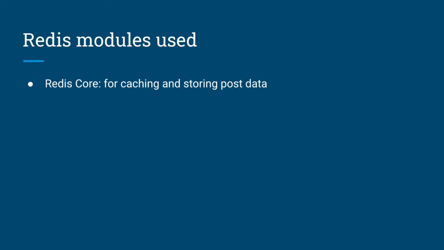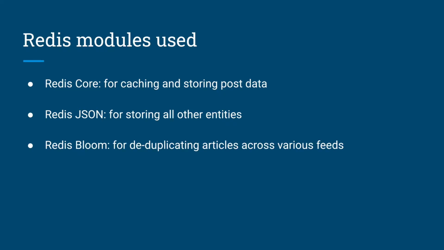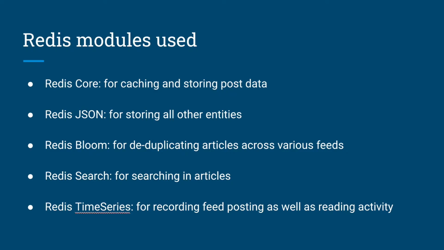The following Redis modules were used to build this application. Redis Core for caching and storing post data. Redis JSON has been used to store all other entities. Redis Bloom allows us to deduplicate the same entry coming in from different channels or feeds. Full text search is provided by Redis Search. Redis TimeSeries stores and records the feed update activity as well as the user's reading activity. This allows us to dynamically change the refresh interval of feeds based on how frequently the feeds are updated as well as the time when the user is most active.